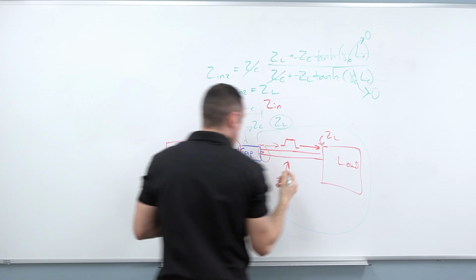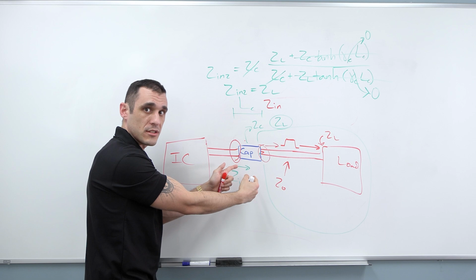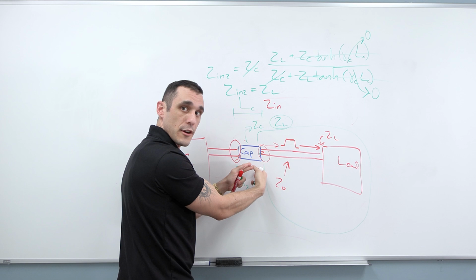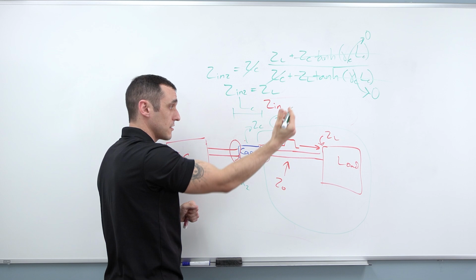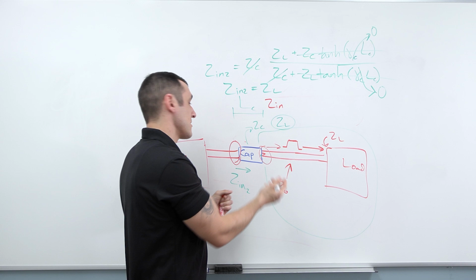So this essentially acts like a very small transmission line. And this whole section essentially acts like your load. Since this section is very small, it actually doesn't affect the input impedance of your desired signal. So even if your desired signal is at a very high frequency and has a small wavelength, as long as this component is small enough, it's not going to affect the operation of the entire interconnect.